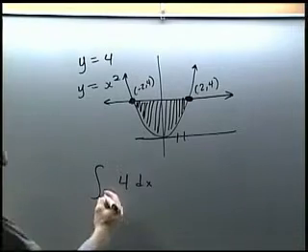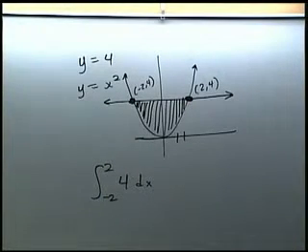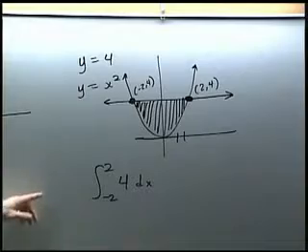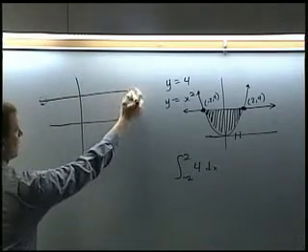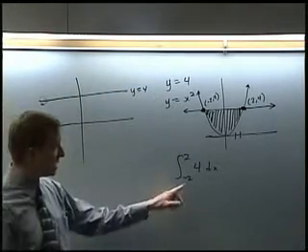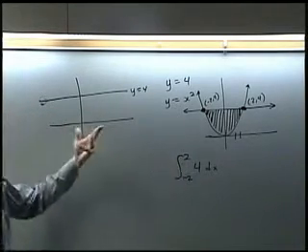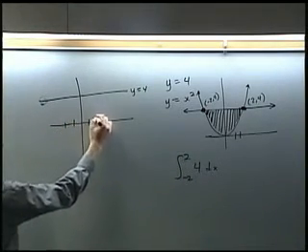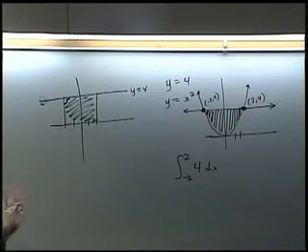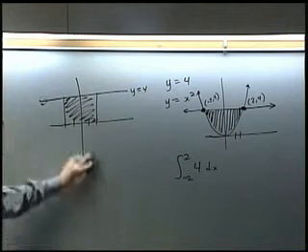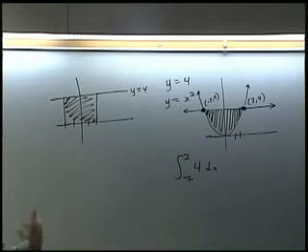If I was asking you to find this area from negative 2 to 2 of 4 dx, I'll draw another picture off to the side here. I would be telling you, draw the line y equals 4. Here's y equals 4. And I would be asking you to find the area underneath the curve from negative 2 to 2. So basically, find the area of this rectangle from negative 2 to 2 underneath of a height of 4. That would be very simple to do. We wouldn't even have to do any antiderivatives. We could just use some geometry to figure that answer out.